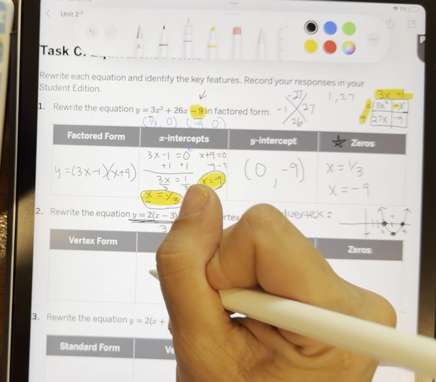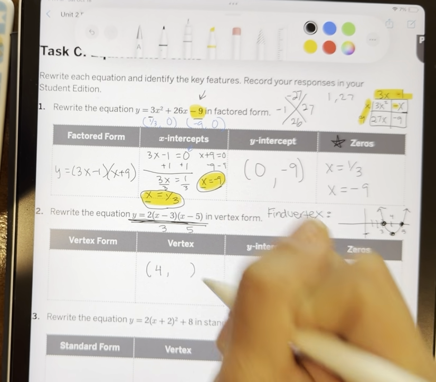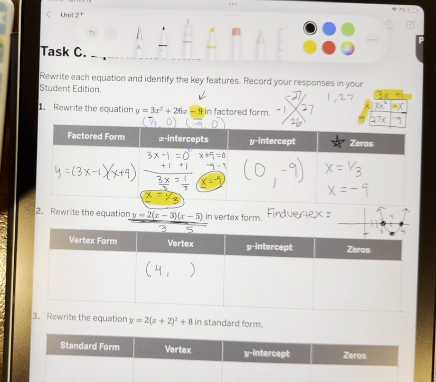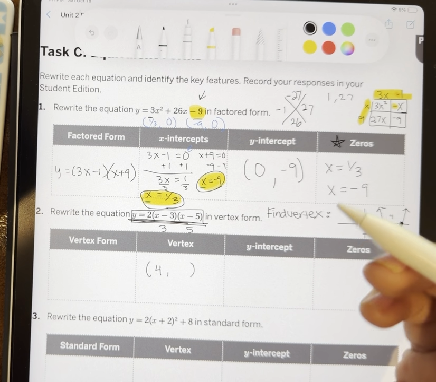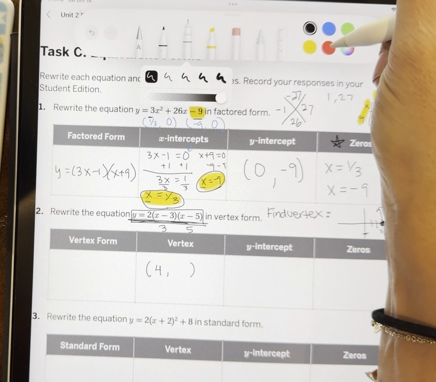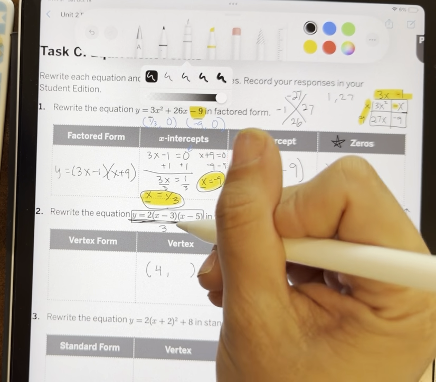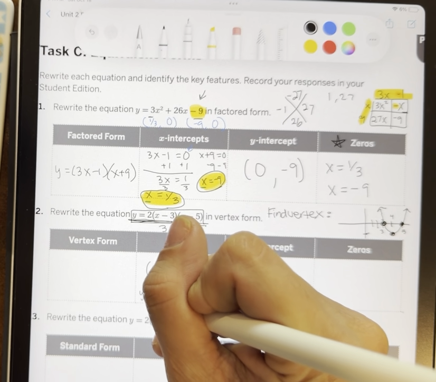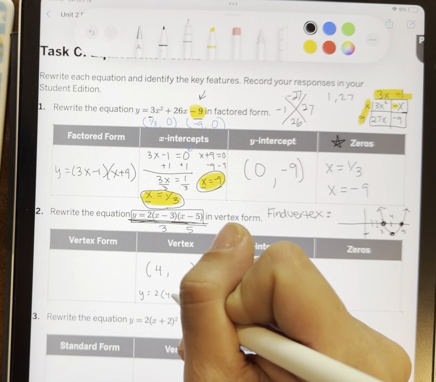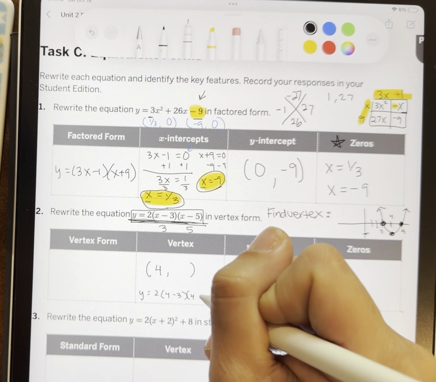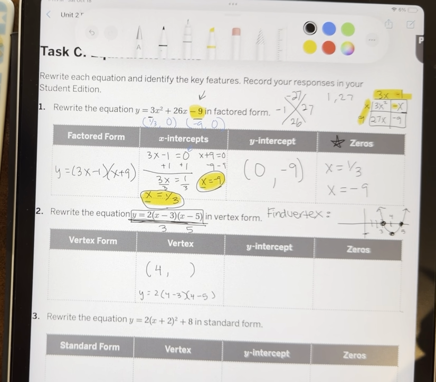So I know the x of my vertex is 4. I just don't know the y. All I have to do is go to this original given equation and swap those x's out for 4's instead. Watch: I just say y equals 2 times, instead of x, throw it out, put 4 in. 4 minus 3, 4 minus 5, throw that x out too and put in the 4.